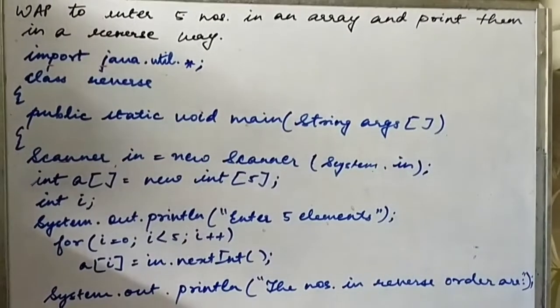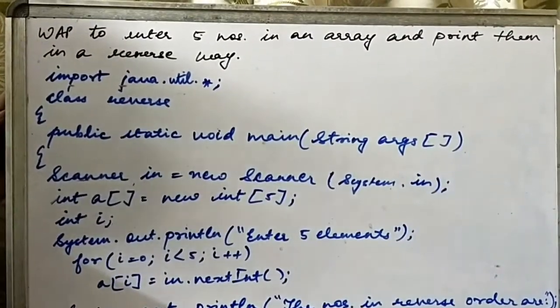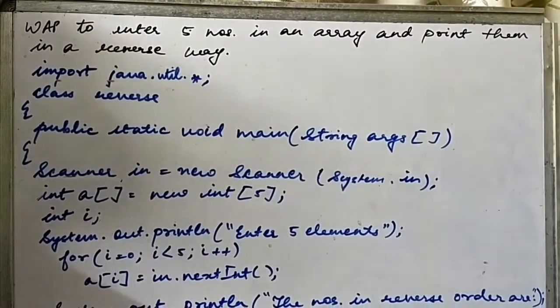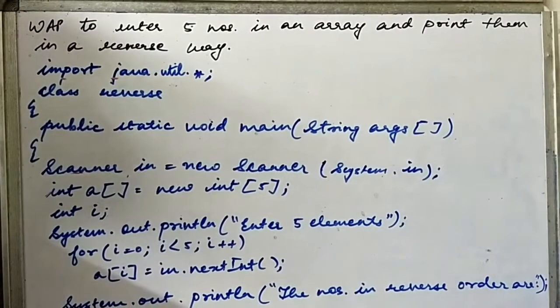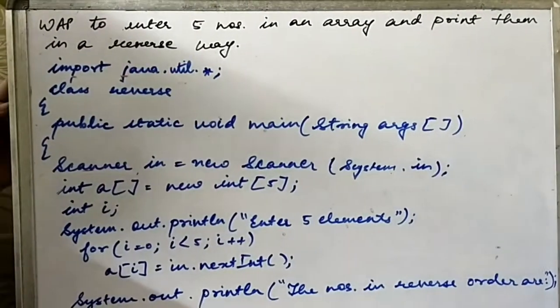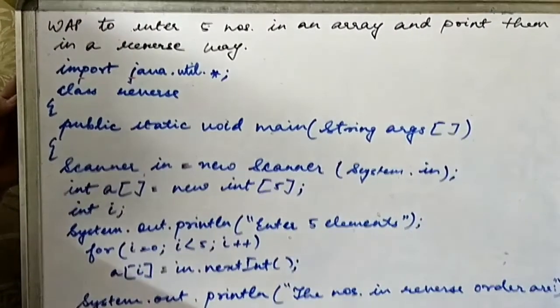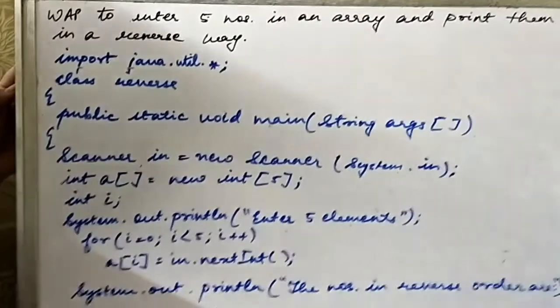Today we are going to discuss two more programs. The first program is: write a program to enter 5 numbers in an array and print them in reverse way. Reverse way means if you have entered a number first, that should be printed last. So if your numbers are 1 2 3 4 5, then you should print them as 5 4 3 2 1, like that.